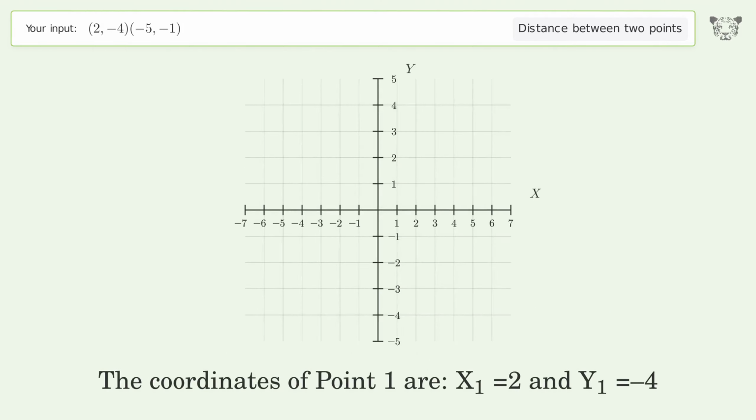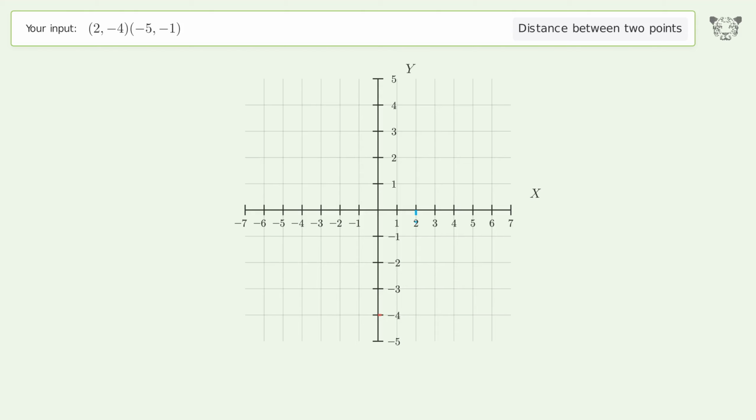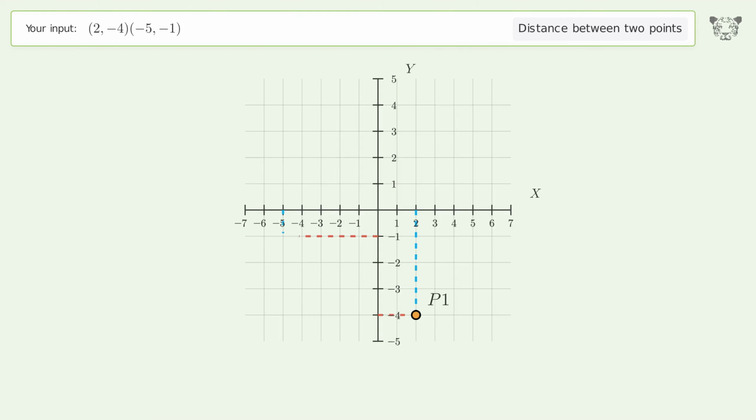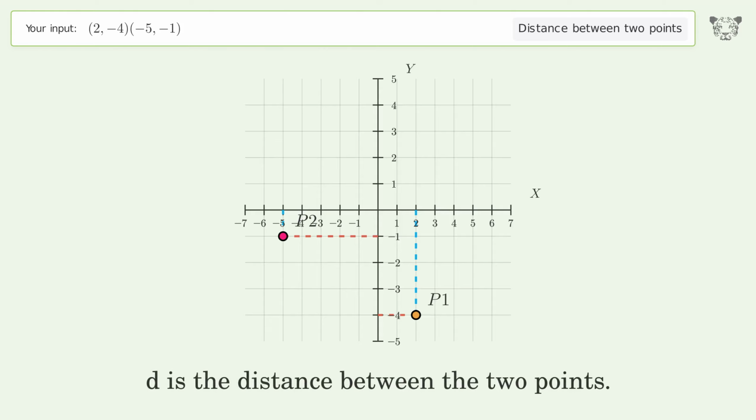The coordinates of point 1 are x1 equals 2 and y1 equals -4. The coordinates of point 2 are x2 equals -5 and y2 equals -1. D is the distance between the 2 points.